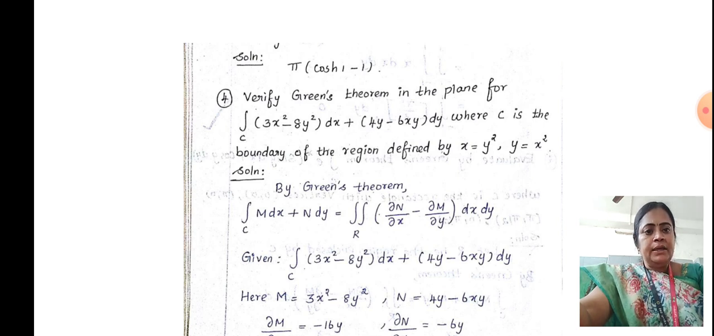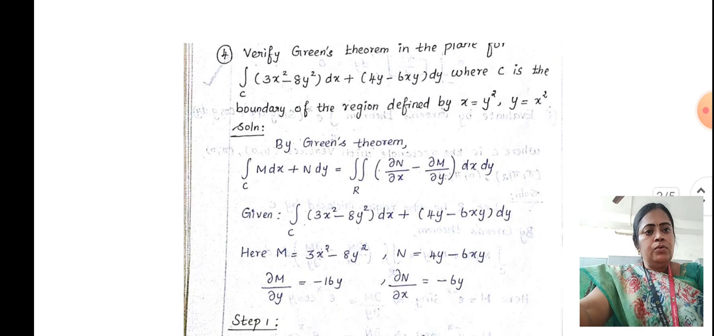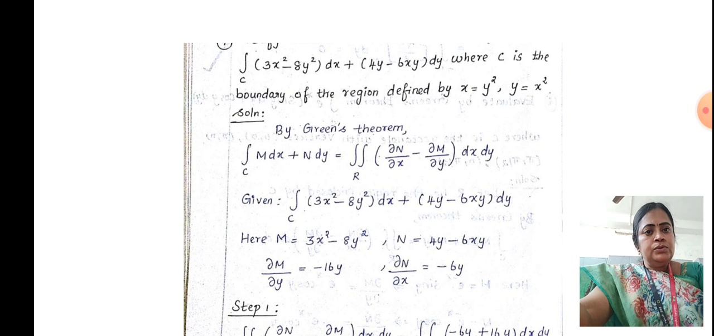When you compare the given equation with the left hand side of the Green's theorem statement, we can easily conclude what M and N are. The left hand side says M dx plus N dy, so the coefficient of dx is our M and the coefficient of dy is our N. In the given equation, the coefficient of dx is 3x square minus 8y square, which is our M. Similarly, the coefficient of dy is 4y minus 6xy, that is our N.